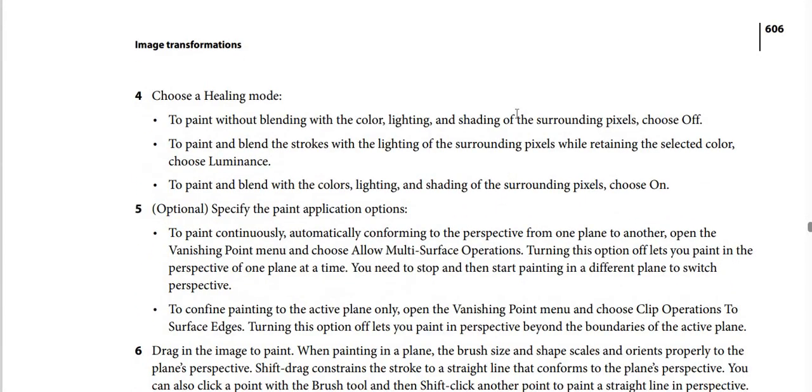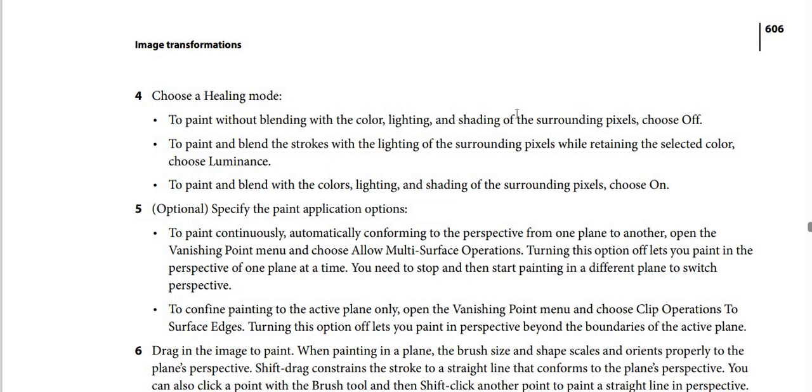Step number 4. Choose a healing mode. You should choose a healing mode to paint without blending with the color, lighting and shading of the surrounding pixels. Choose off. And to paint and blend the strokes with the lighting of the surrounding pixels while retaining the selected color, choose luminance. And to paint and blend with the colors, lighting and shading of the surrounding pixels, you should choose on.